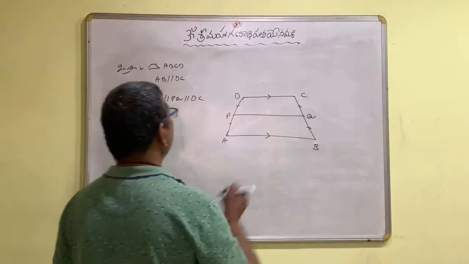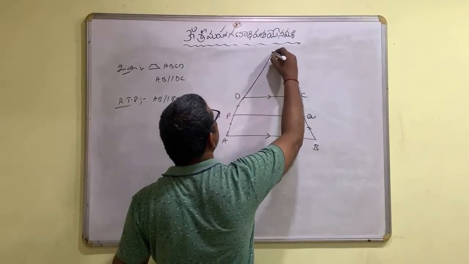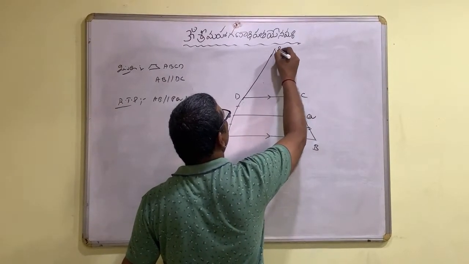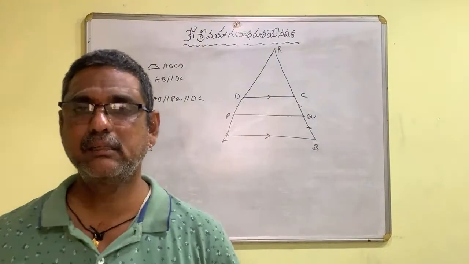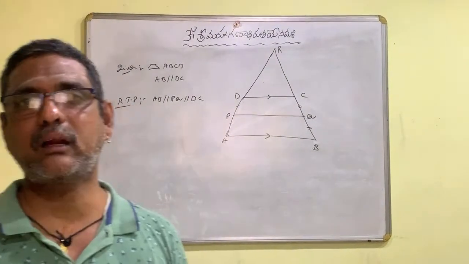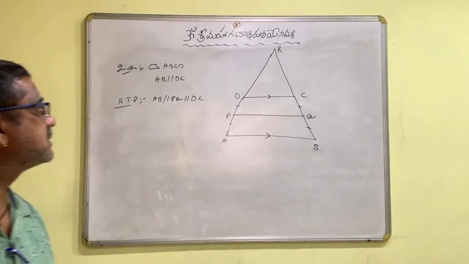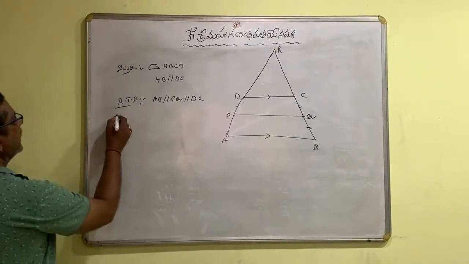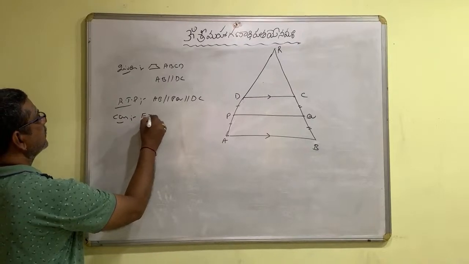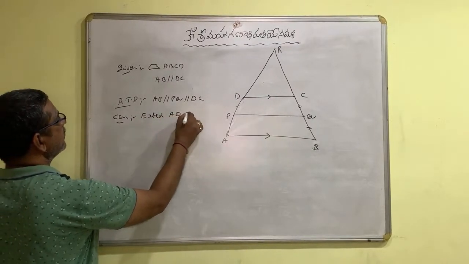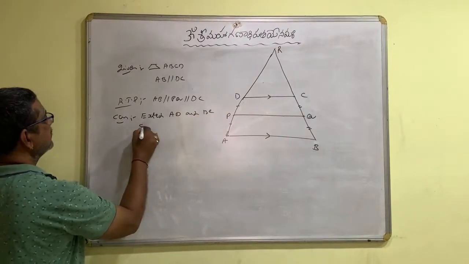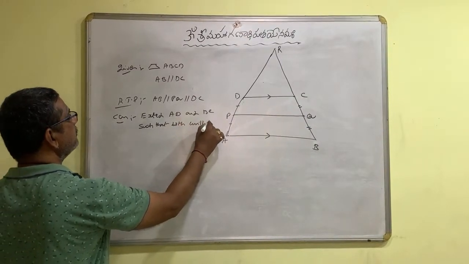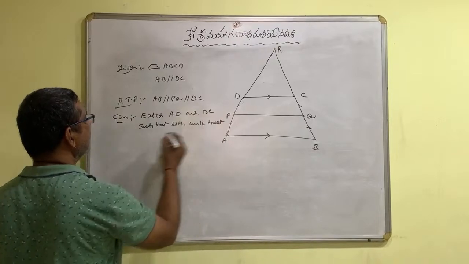So what you have to do? Extend AD, extend BC. Both will meet at a point. Name it as R. Okay, children. Now that is the construction. Extend AD and BC such that both will meet at R.